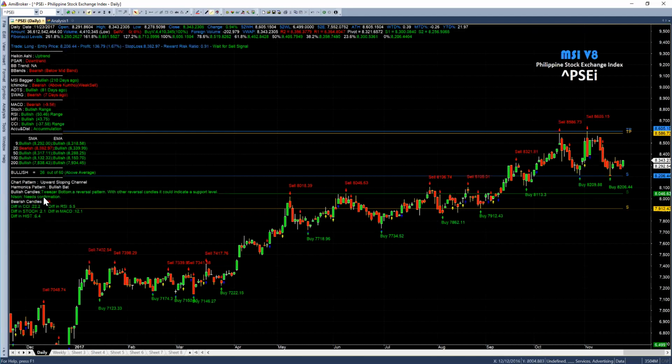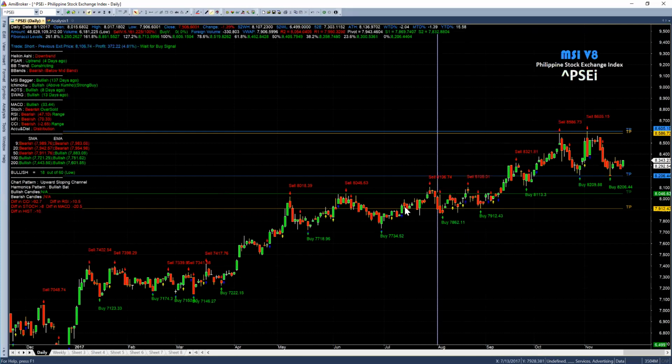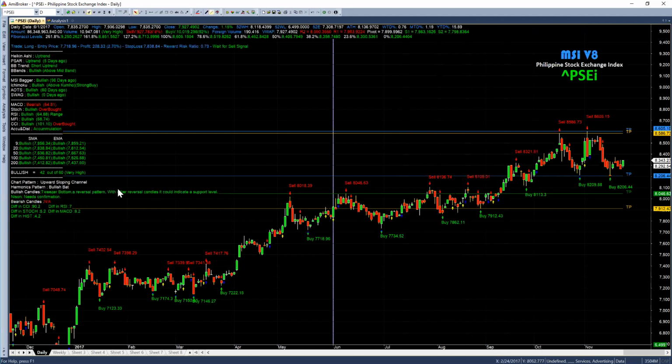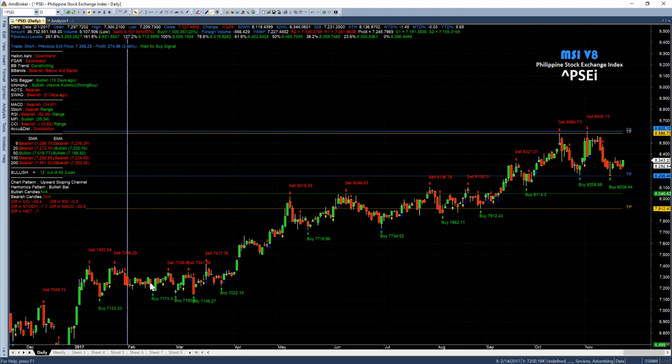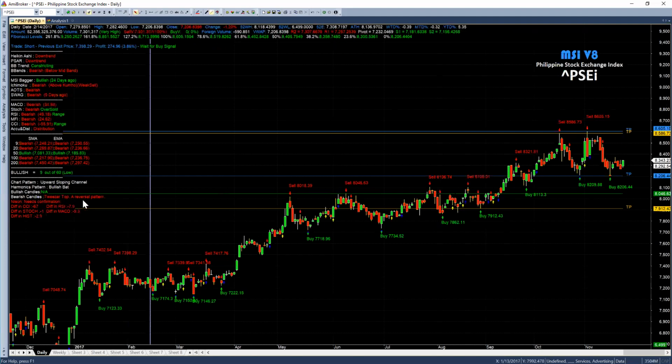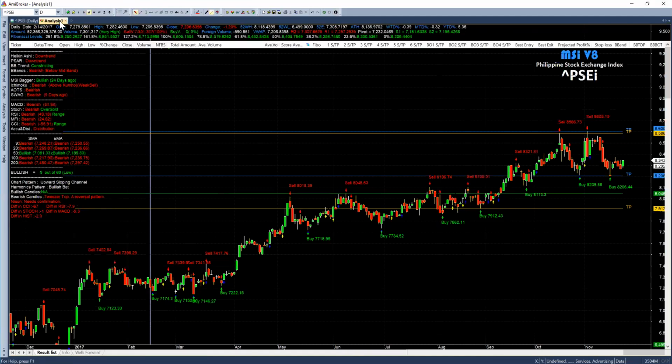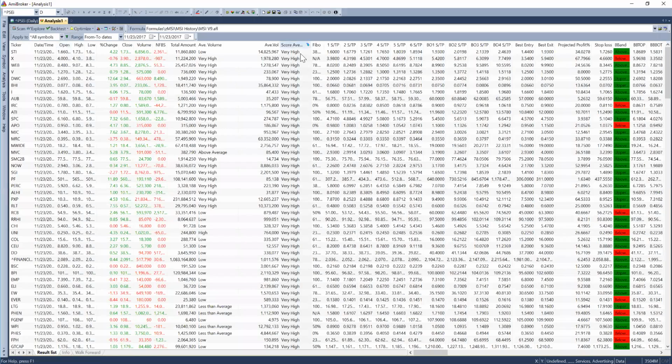Okay. Then you have also the candle patterns detection dito. Okay, so depende sa type ng candle pattern na nade-detect ng system, bibigay siya ng analysis niya dito, either bullish candle siya or bearish candle siya. Let's find one bearish candle. Okay, so you see it's a twister top, a reversal pattern.